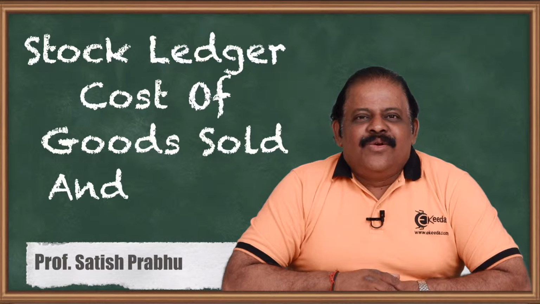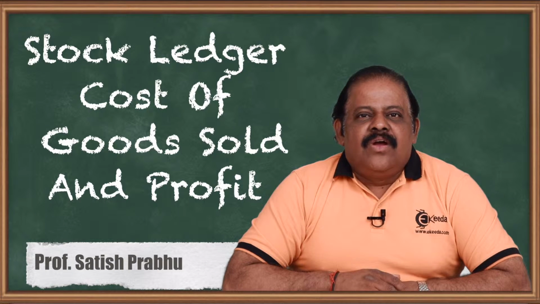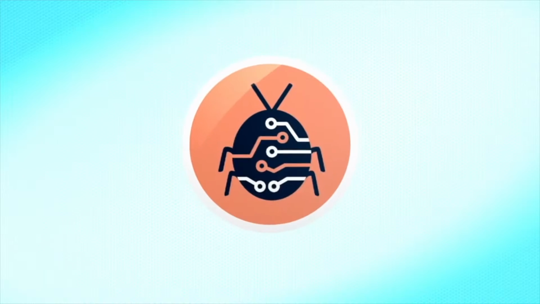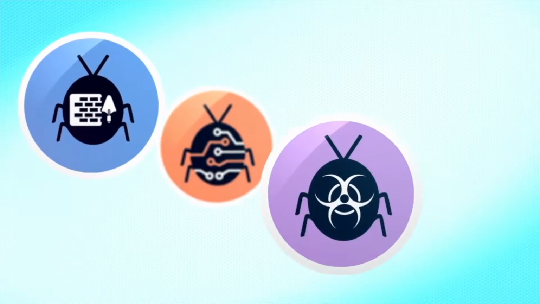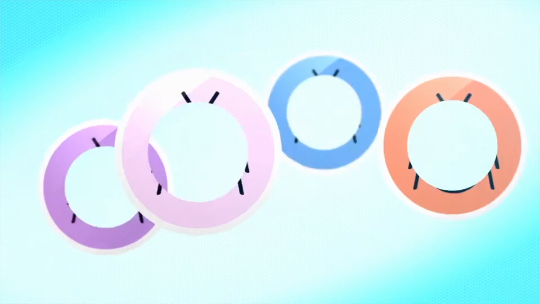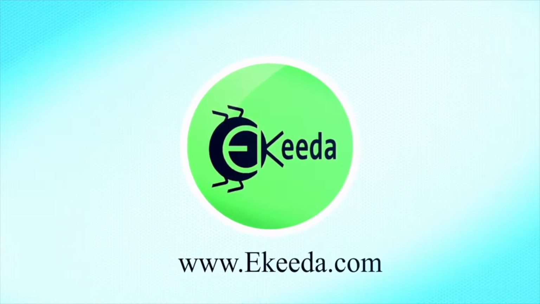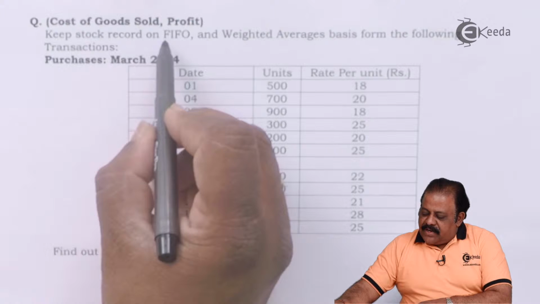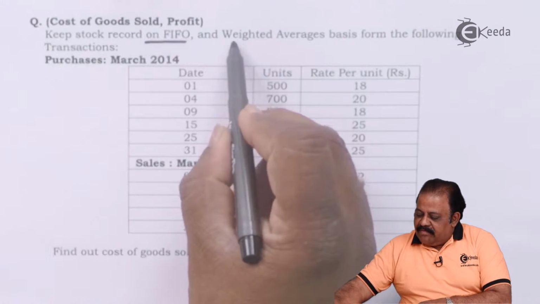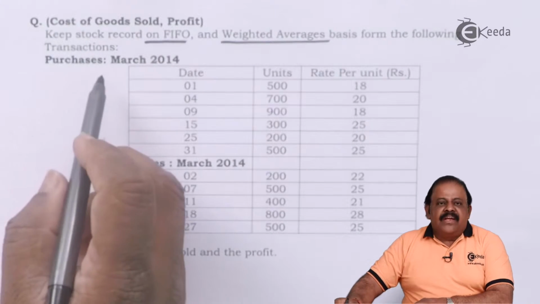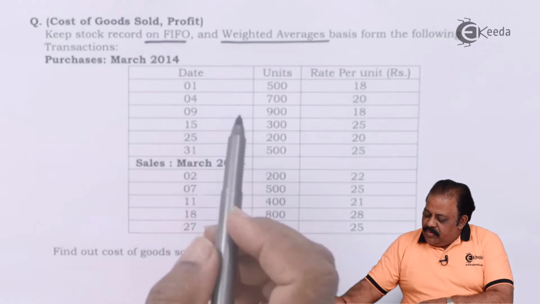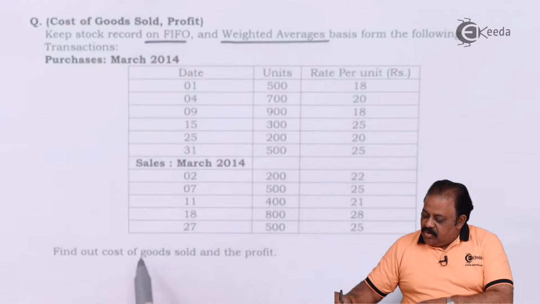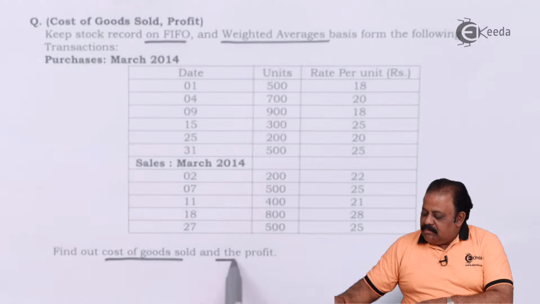Hello friends, today we will discuss one question of stock ledger where we are also required to calculate profit on the basis of stock record. Company keeps record on FIFO and weighted average basis from the following transactions. We are required to calculate cost of goods sold and profit.